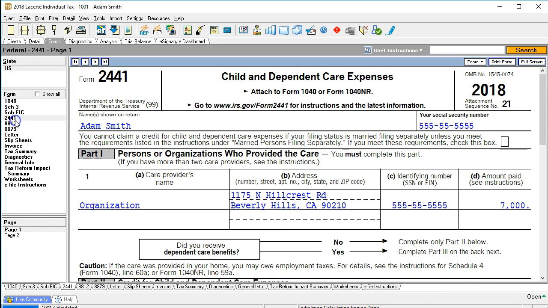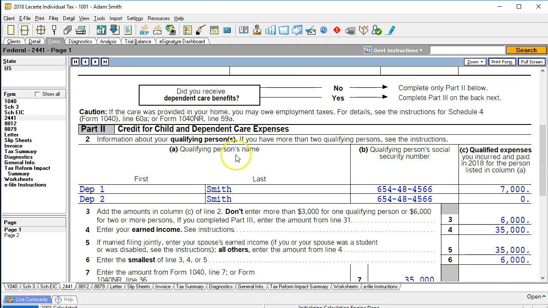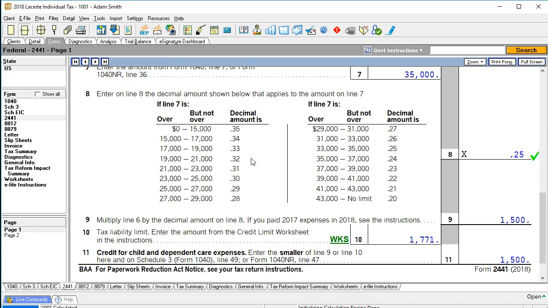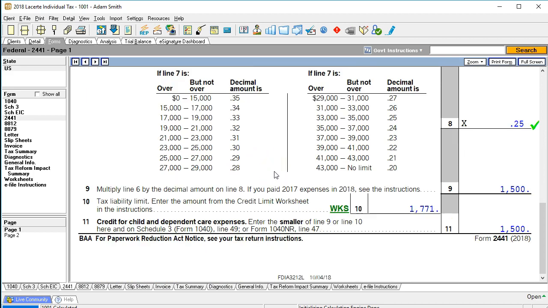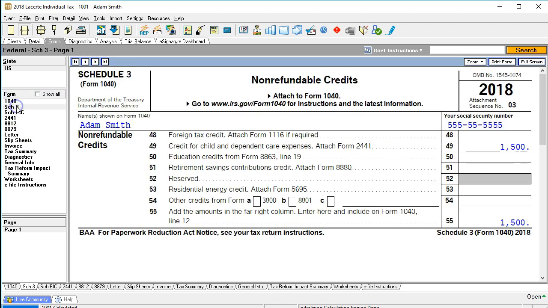So we have the 2441, which is the child and dependent care expenses. This is what we have to fill out in order to get this credit. We enter this information here. We'll talk more about that process. And then we get that bottom line number. That bottom line number is then going to be transferred to Schedule 3.